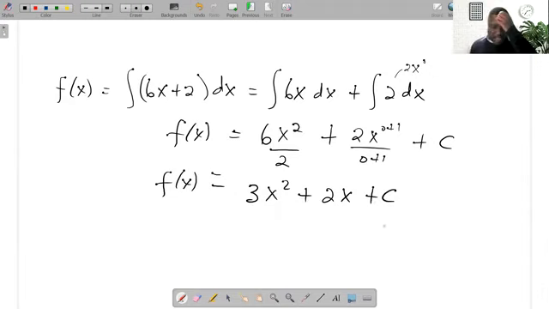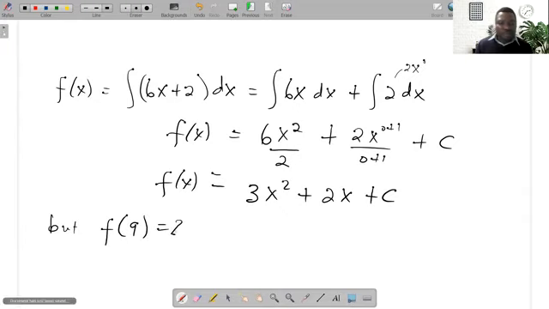So here I need to determine c. This is where the initial conditions will help us. So we know that f of 9 is equal to 3. This is what was given in the problem. f of 9 equals 3, right?